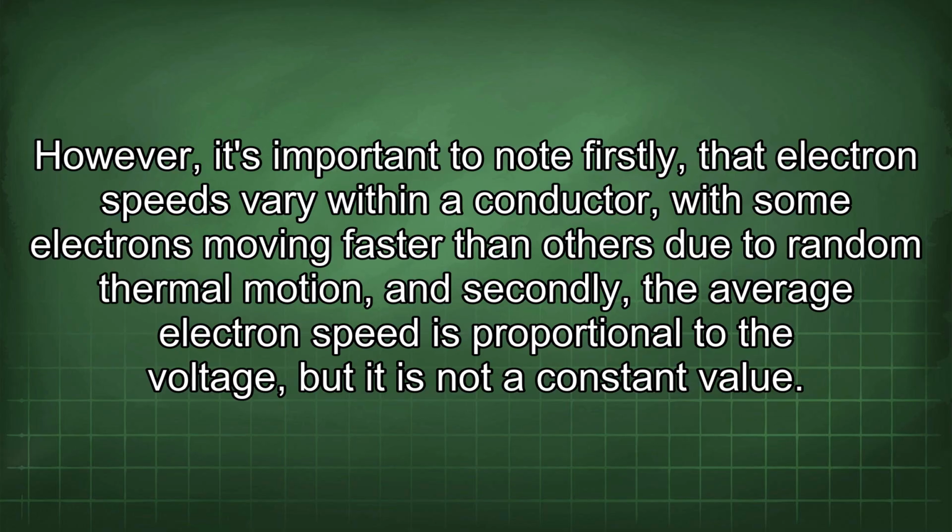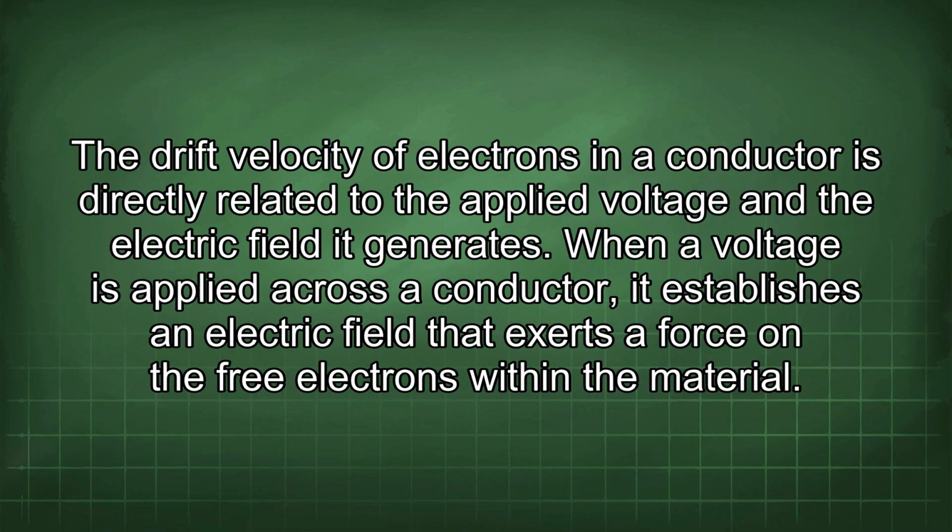However, it's important to note firstly that electron speeds vary within a conductor, with some electrons moving faster than others due to random thermal motion, and secondly, the average electron speed is proportional to the voltage, but it is not a constant value. The drift velocity of electrons in a conductor is directly related to the applied voltage and the electric field it generates. When a voltage is applied across a conductor, it establishes an electric field that exerts a force on the free electrons within the material.